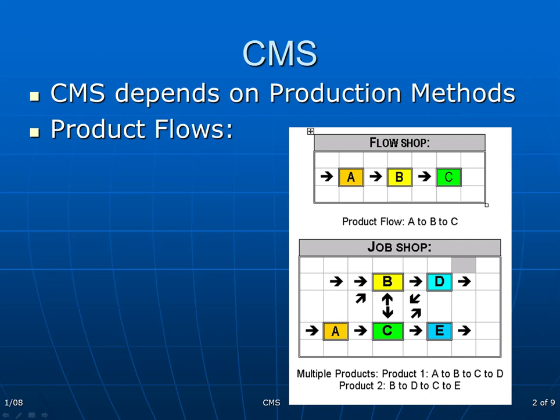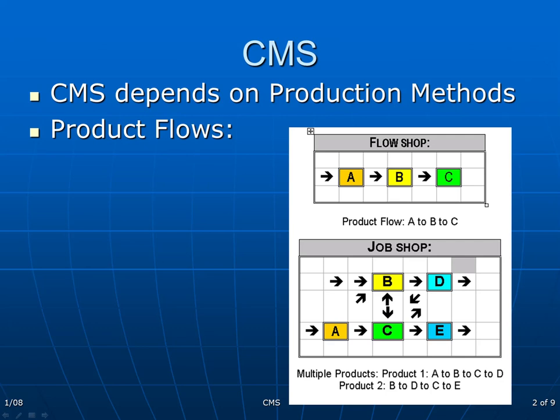This diagram illustrates these two types of product flow. On the top we have a flow shop. Note that the production flow is sequential. Each box with a letter represents a cost center. So for a flow shop, the product will flow through cost center A, then through cost center B, then through cost center C. Contrast that to a job shop down below.